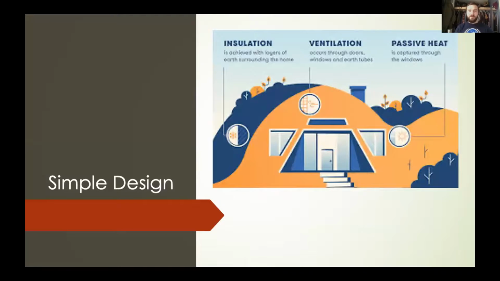Some of the simple design concepts of an earth shelter home are some insulation, which can be very minimal depending on your climate and how complex you want to make the home. Ventilation, which is crucial, and utilizing passive heat through a lot of the passive design concepts that were discussed Monday.